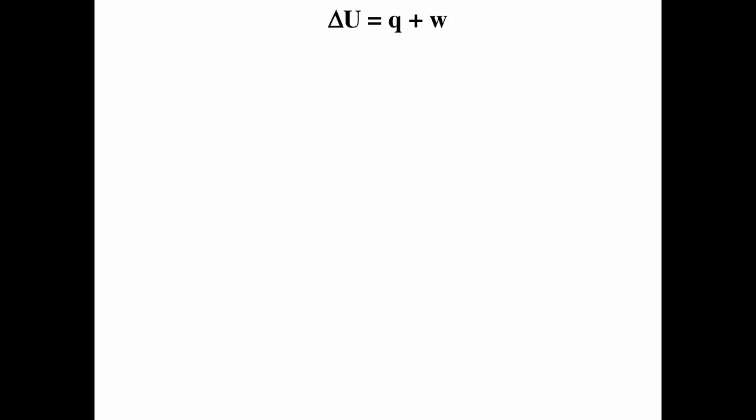So we saw that the first law of thermodynamics can be written as an equation: the change in internal energy is equal to Q plus W, where Q is the heat added to the system and W is the work done on the system.